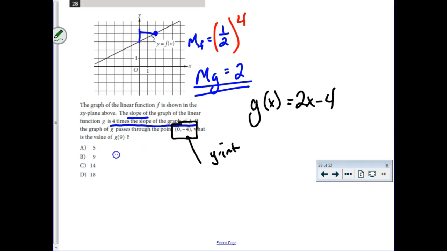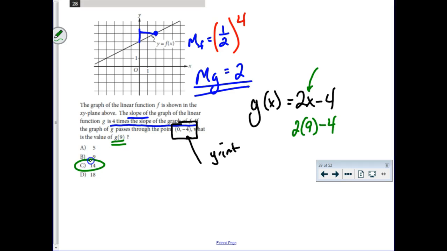Now what do they want me to do? They want me to plug in 9 into function g. So, plugging in a 9 right there. And all of a sudden we have a nice question. 18 minus 4 is 14. That's a great coordinate geometry question.